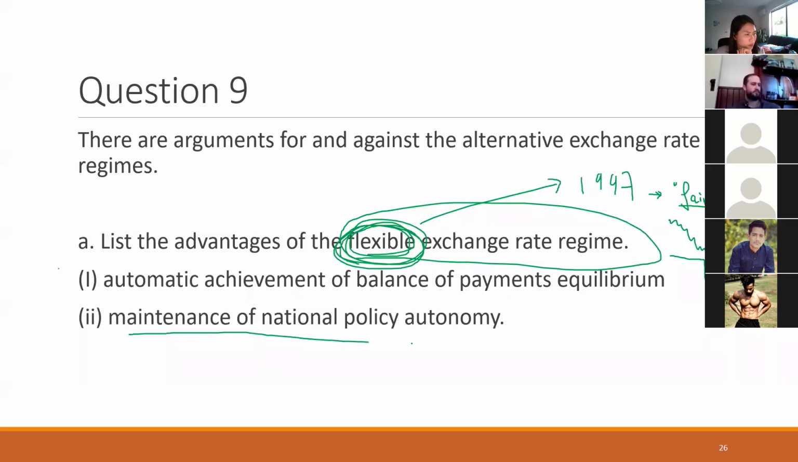All right. So the second point, maintenance of national policy autonomy. This is what we mentioned before. Instead of using your resources trying to stabilize your exchange rate, you can use them to stabilize your employment, for example, or to control your inflation rate.